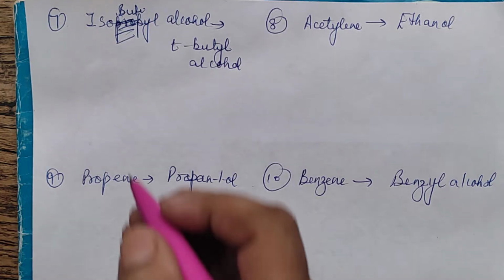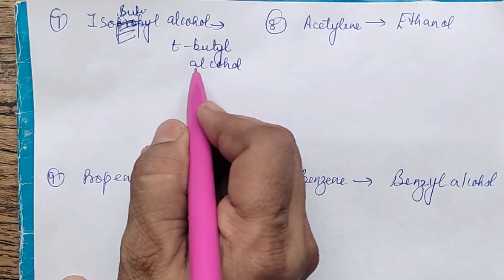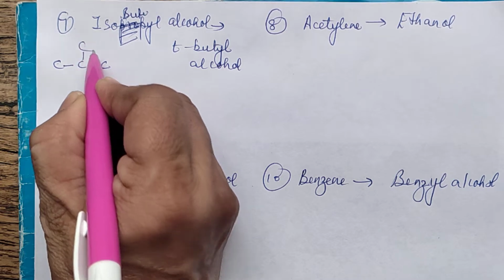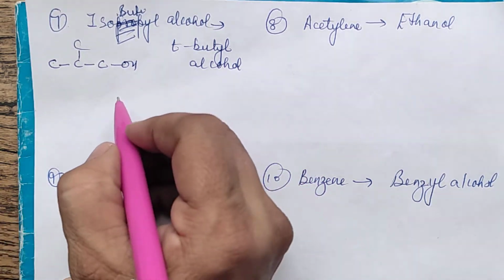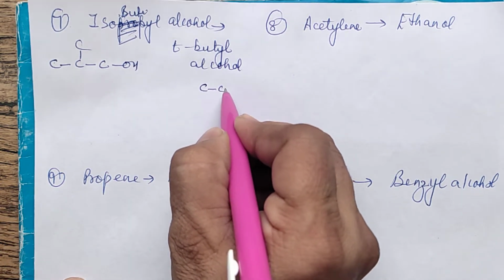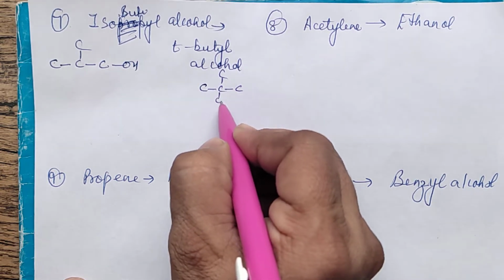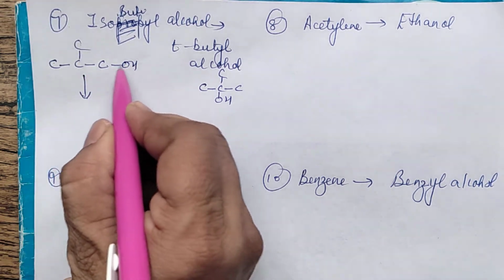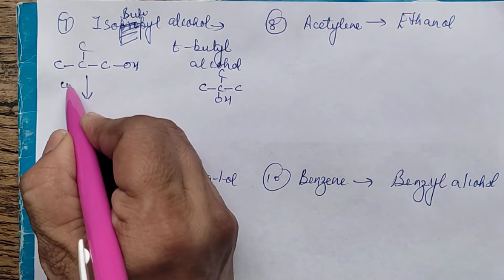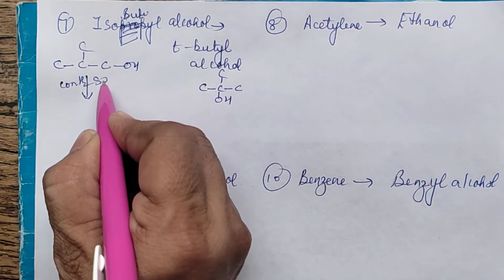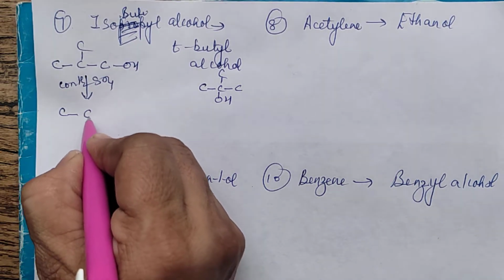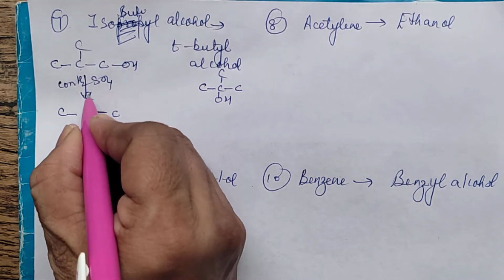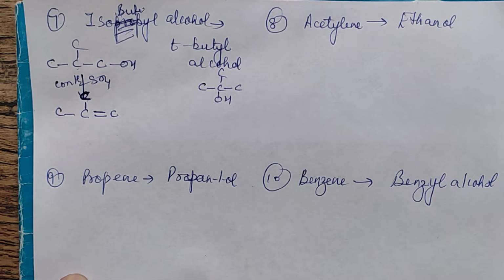Yeah, moving on to the next conversion, isobutyl alcohol to tertiary butyl. Now what is isobutyl? You have this and OH. You are preparing tertiary butyl alcohol. Tertiary butyl means you are getting OH here. So first, you can remove water from it. In the presence of concentrated sulfuric acid, you can remove water, so OH from here, H from here, you will get a double bond. This is carbon. You will get this.